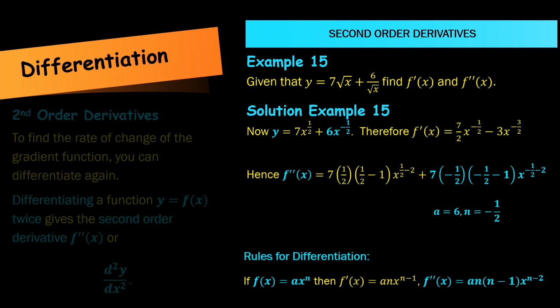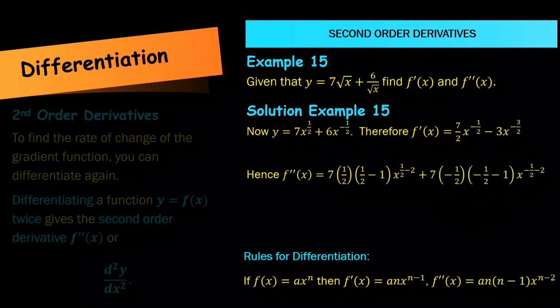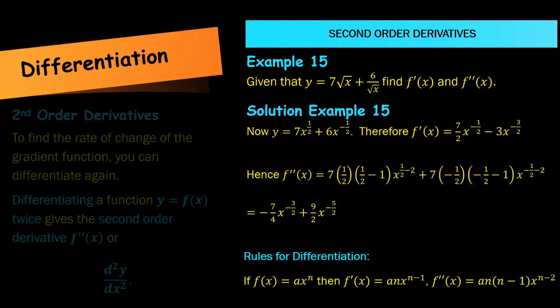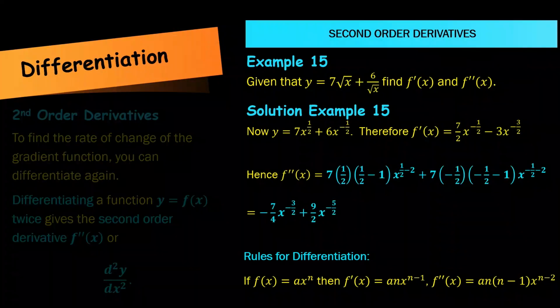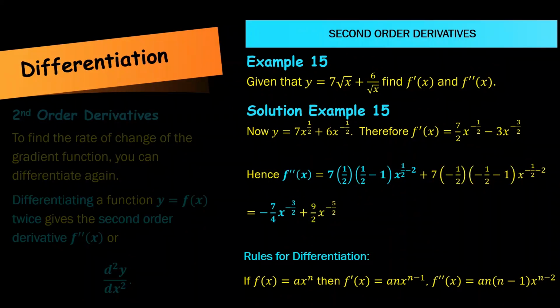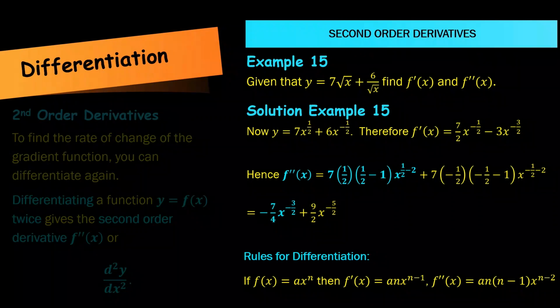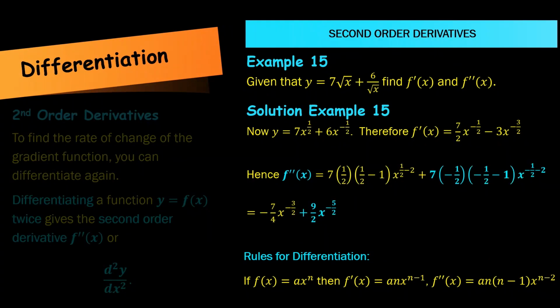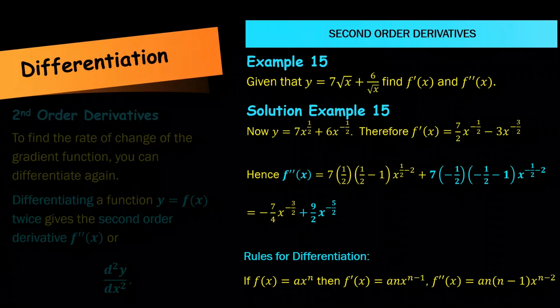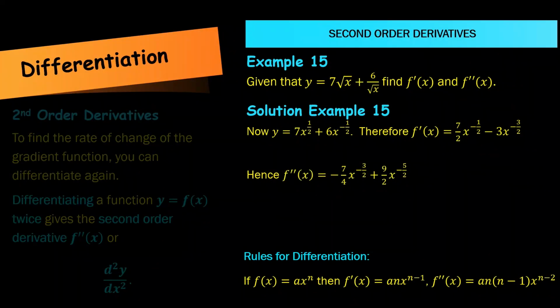And tidying up gives us minus 7 over 4 x to the minus 3 over 2 plus 9 over 2 times x to the minus 5 over 2. And so we've found f dash of x and f double dash of x.